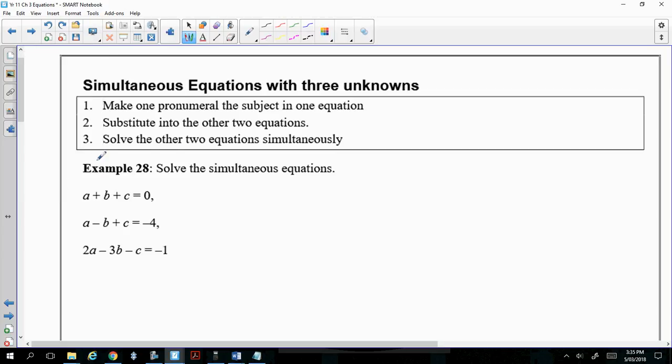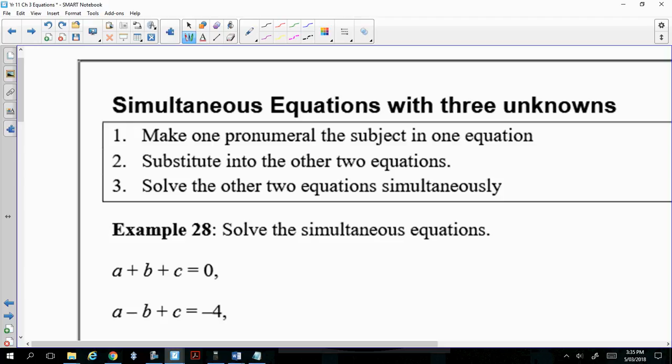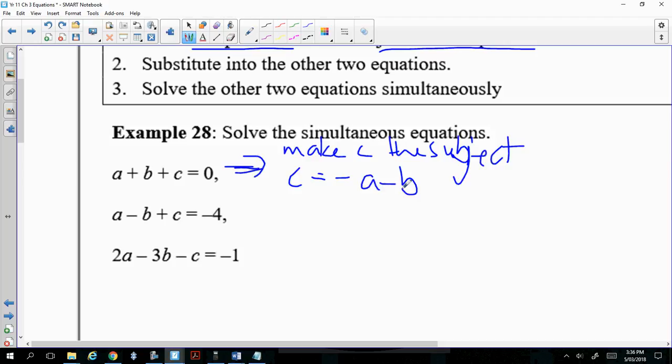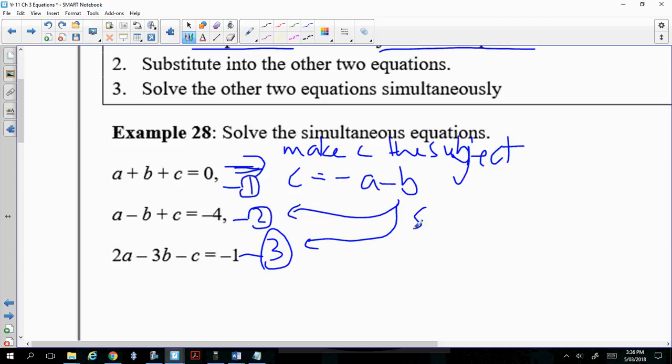So what we do is make one variable the subject in one equation. We're going to make c the subject, which is c equals minus a minus b. I will call these equations 1, 2, 3. And then substitute that into equations 2 and 3.